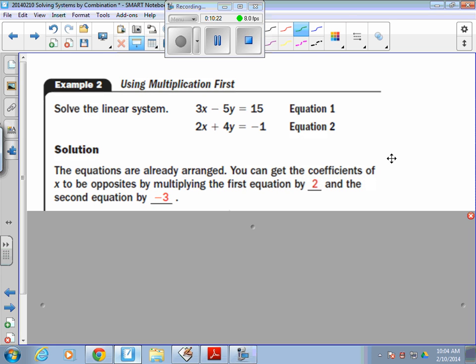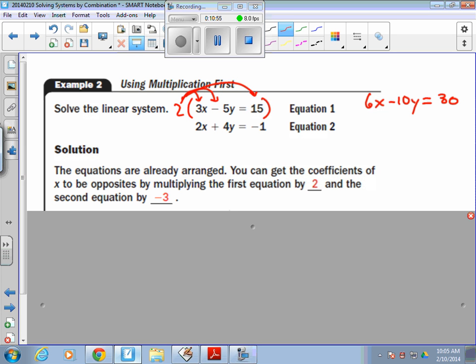You can get the coefficients to be 6x by multiplying the first equation by 2. And the reason you multiply that first equation by 2 is because you want to create 6x. But you can't just make it say 6x. You have to multiply it by that term to get the one you want, but you also have to distribute it to everything else. That's why we did that on the bell word. 2 times negative 5y is negative 10y, and 2 times 15 equals 30. So that's multiplying that first equation by 2.